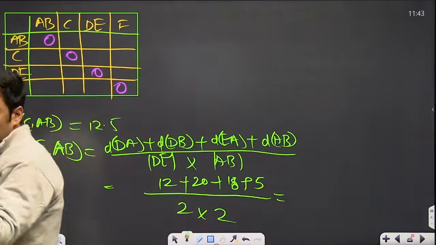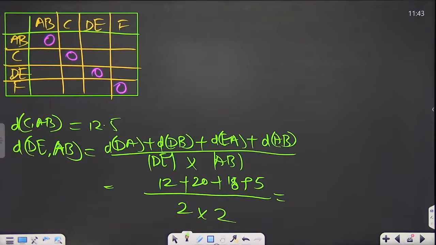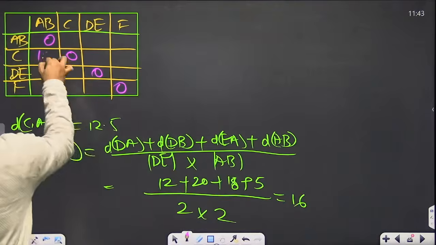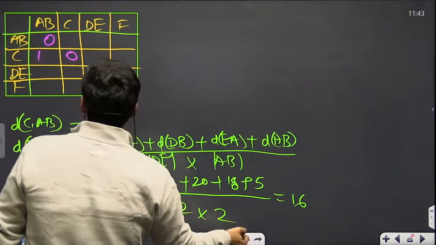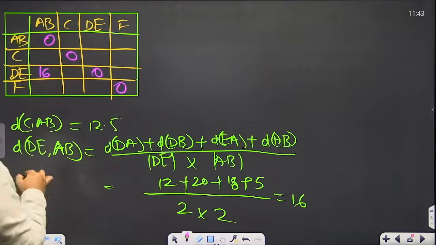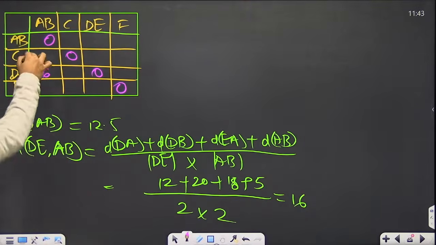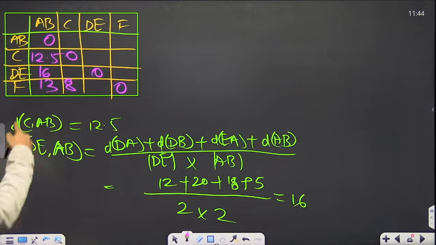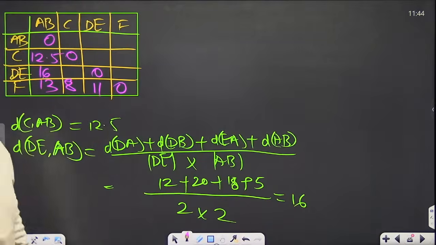So after solving this, you would be getting 16. I'll be writing here 16. So this would be 16, and this is 12.5, and similarly AB to F, this is 13. Then similarly CF is already given, that is 8, and similarly F to DE, that is 11. So guys, you can solve this once here.